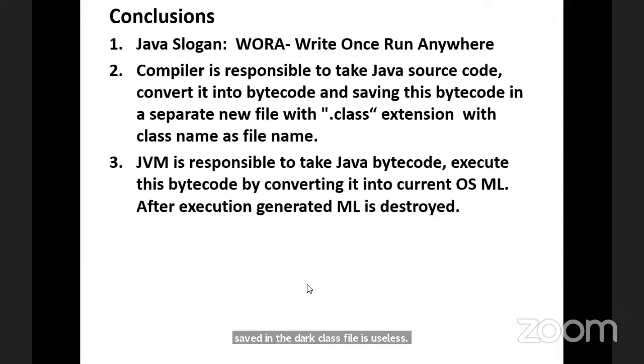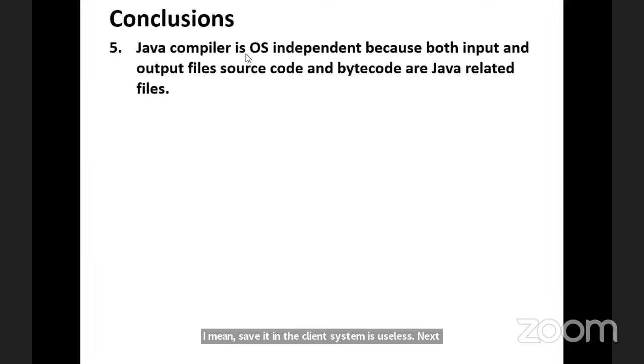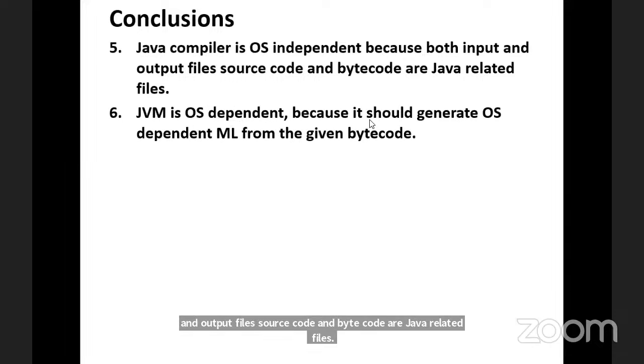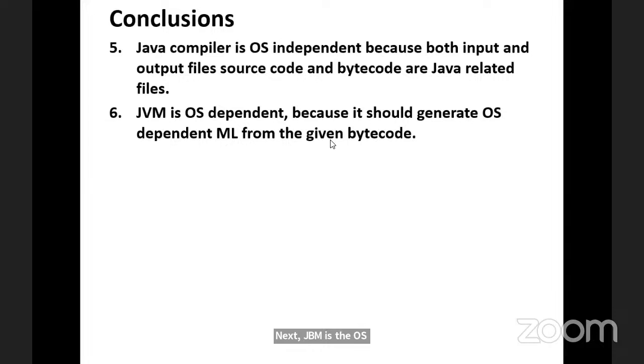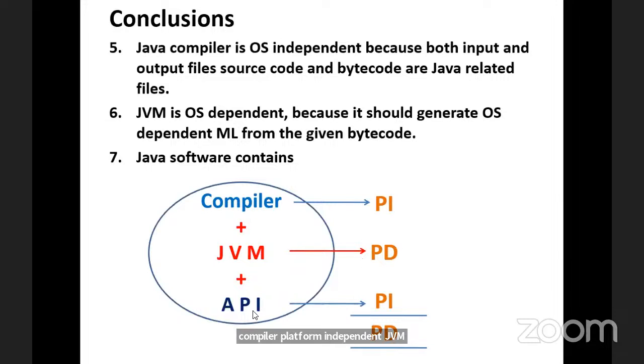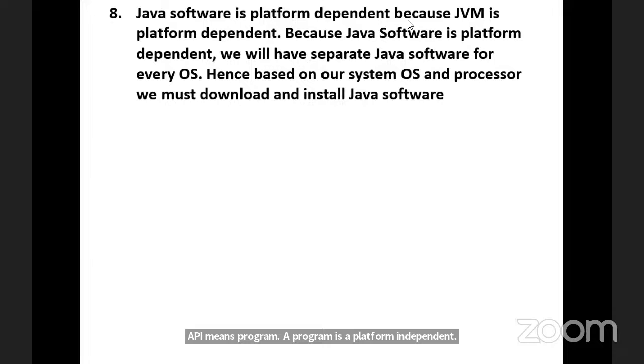Next point is, Java compiler is OS independent because both input and output files, source code and bytecode, are Java related files. Next, JVM is OS dependent because it should generate OS dependent machine language from JVM for the given bytecode. Next, Java software contains compiler plus JVM plus API. Compiler, platform independent. JVM, platform dependent. API means program, and a program is platform independent. Then Java software is platform dependent because JVM is platform dependent.